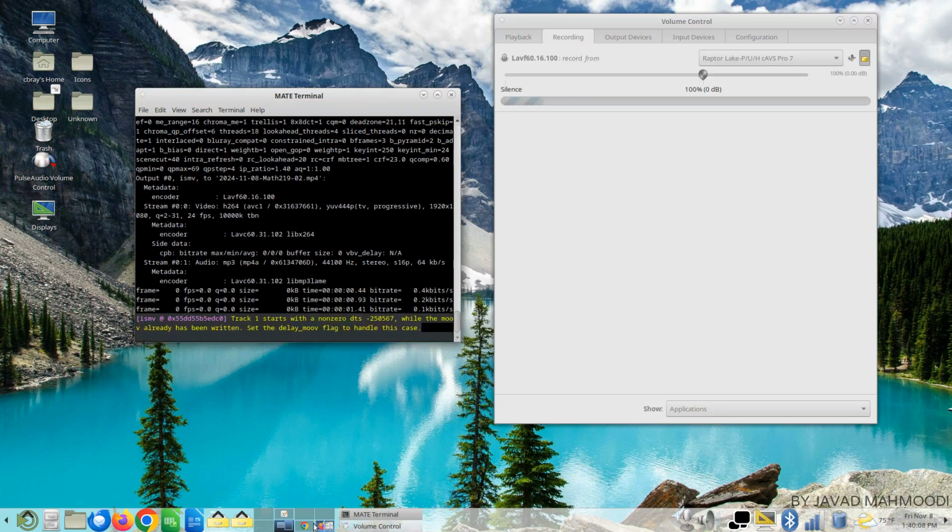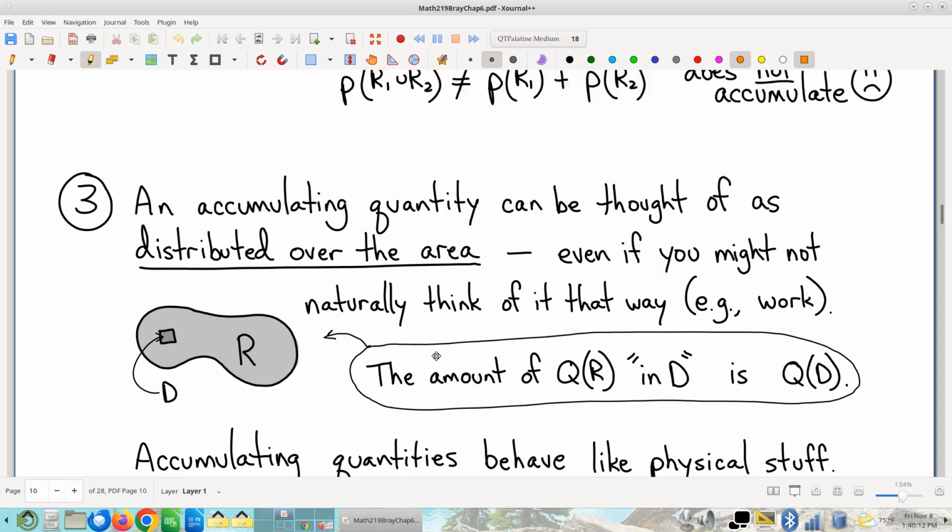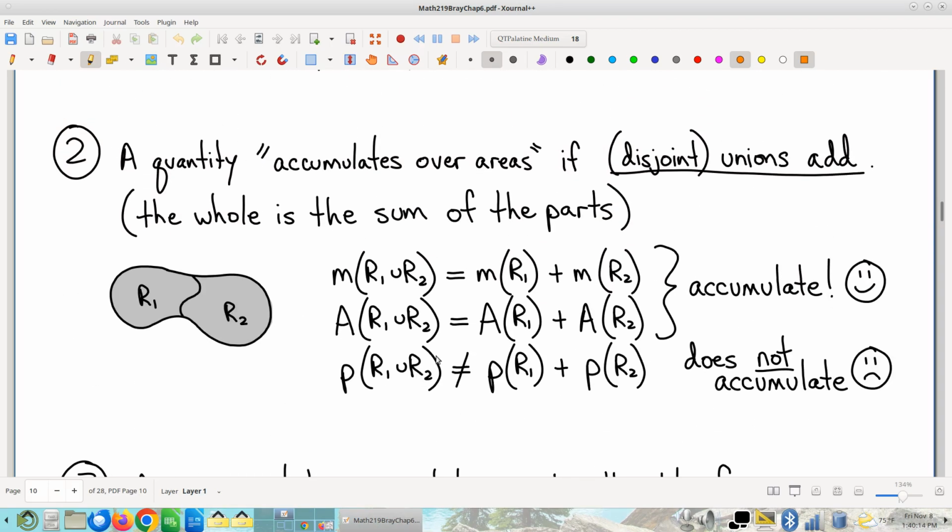And off we go. Okay, so here's where we were last time. We were talking about this idea of an accumulating quantity. Let me rewind just a bit here. I've spent time previously making kind of vague reference to this idea of an accumulating quantity.